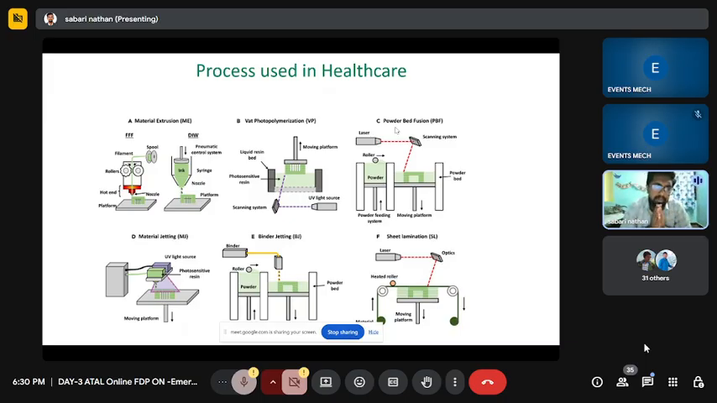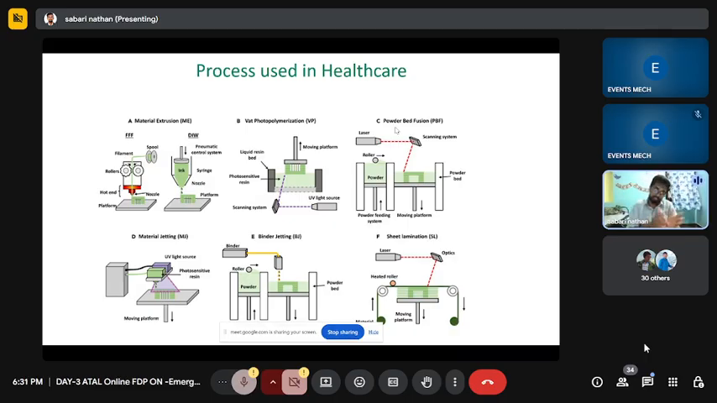In the material jetting method, a UV light source is used as a cross-linker. The difference between material jetting and binder jetting is that when you are using a UV light source, we call it material jetting. When you are using additional binders on each layer, we call it binder jetting. So this is the difference between material jetting and binder jetting.